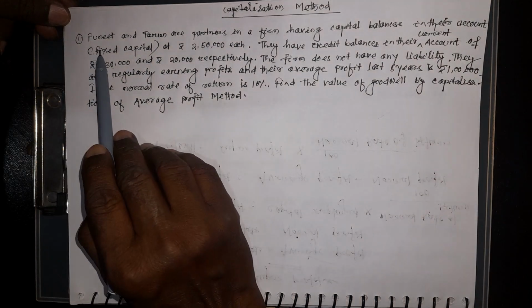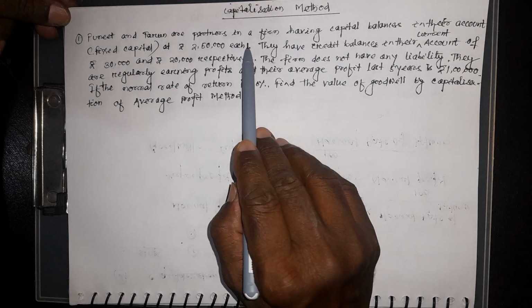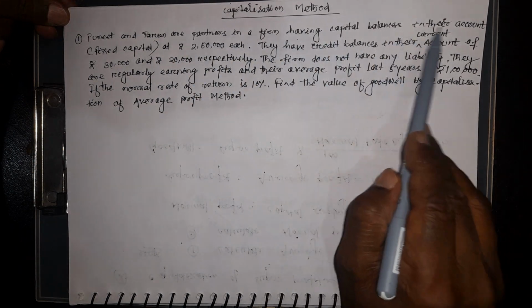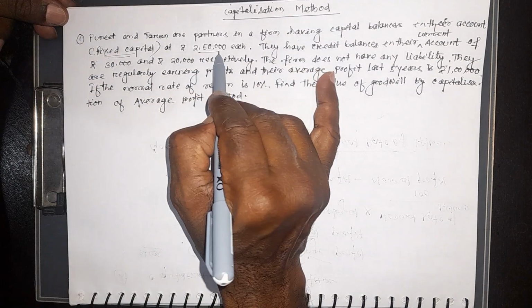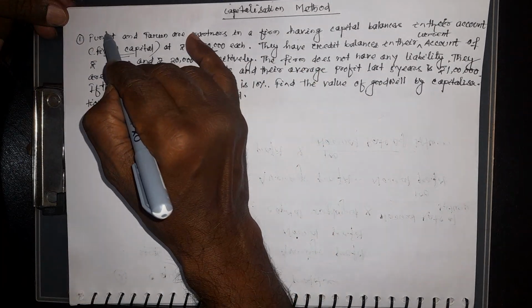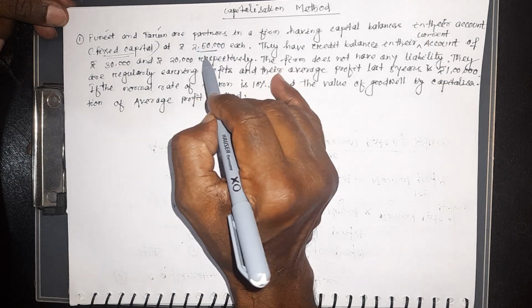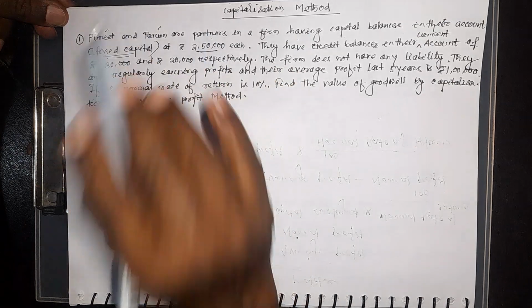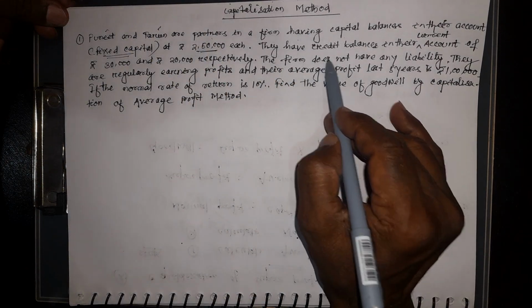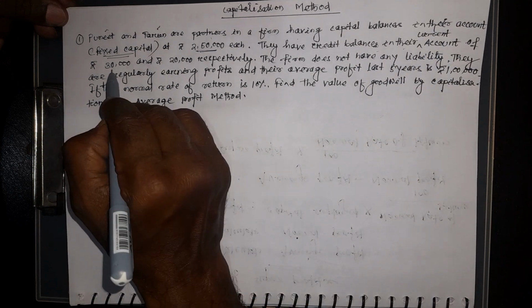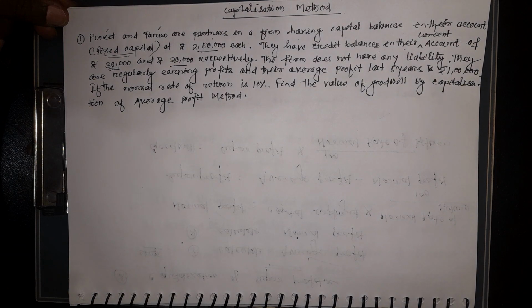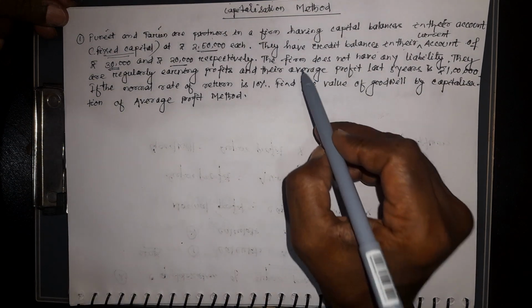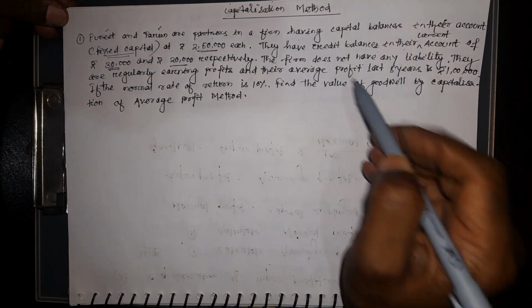Here it is written, Puneet and Torun are partners in a firm having capital balance in their account. Fixed capital means 2,50,000 each, so Puneet and Torun each 2,50,000. So it will be 5 lakh. They are fixed capital. They have credit balance in their current account of rupees 30,000 and 20,000. Current account balance is also part of their capital. Clear?